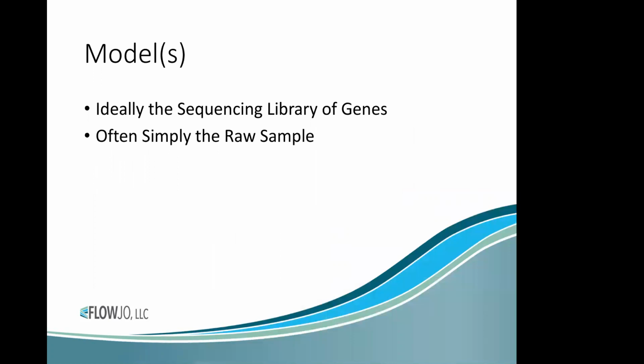So again, a model must be selected in order to run the GeneSet enrichment analysis, and that model is typically going to be the sample that you've loaded, and that's usually a good enough model for the test to run. Ideally, this would be the library of genes that were used for sequencing and specifically for gene calls upstream of this analysis. But again, the raw sample will work pretty well for that.